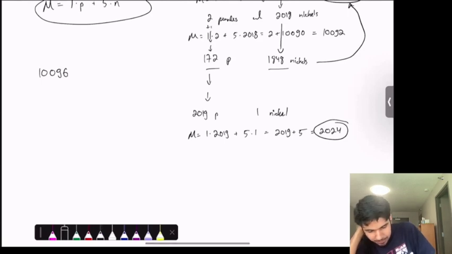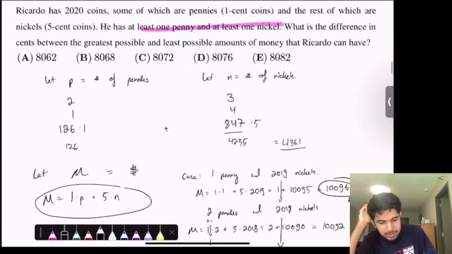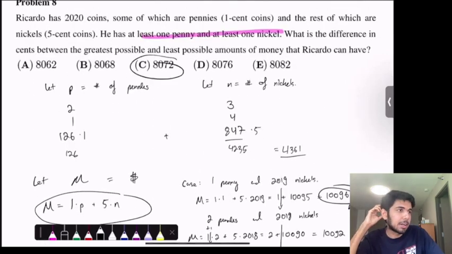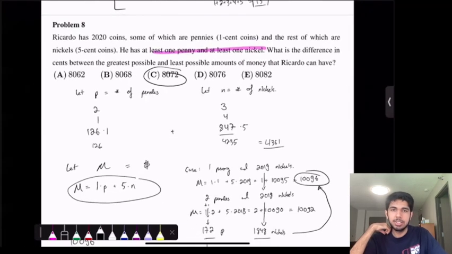10096 minus 2024 is equal to 8072. And hopefully that's an answer choice. Yes, it is. That is our answer, choice C. Good. So just another problem with creating variables, creating equations, things like that.